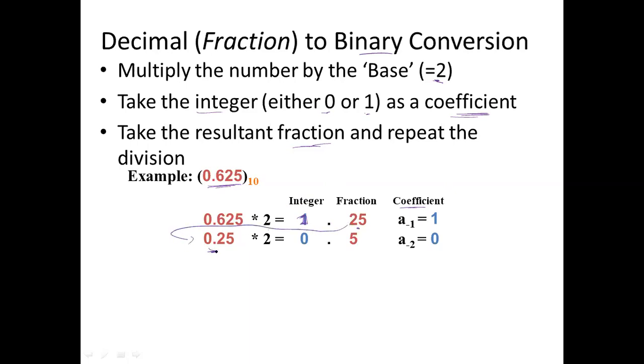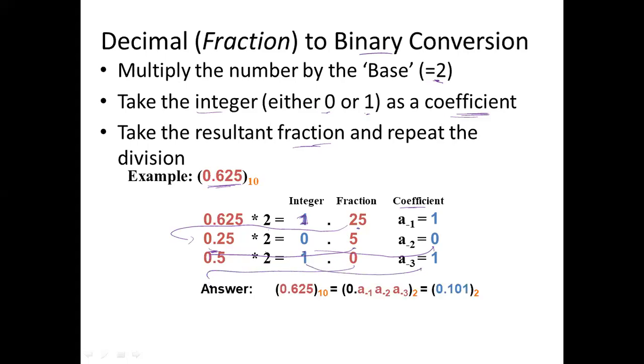Then take the fraction part again. 0.25 is your fractional part. Again multiply this by 2. 0.25 into 2 gives you 0.5. Okay, so integer part is 0. So write it as a coefficient. And this is fraction part. Take it here. 0.5 into 2 is 1.0. Okay, now 0 is your fraction part, 1 is your coefficient part, so 1 is written here, 0 will be taken here. So 0 into 2 will give you 0.0. So stop here.